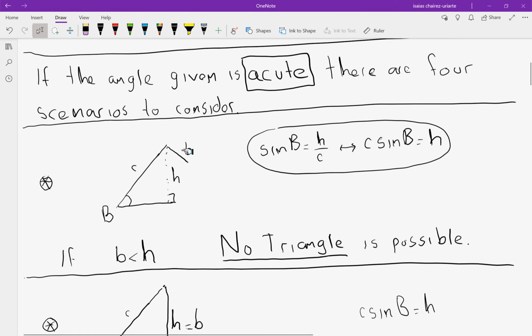If side length B is smaller than H, so if this side length here is smaller than this theoretic height, then no triangle is possible, because that means that this leg of this triangle is not long enough to close a triangle. So in that case, we have no triangle. Nothing can be formed.